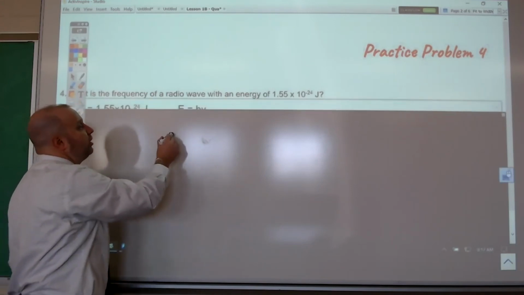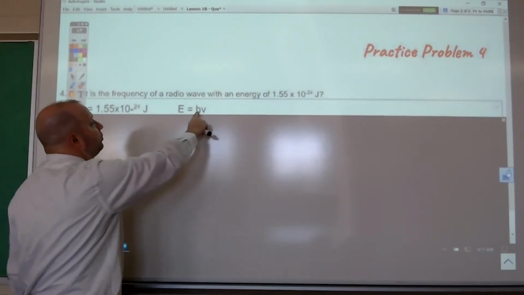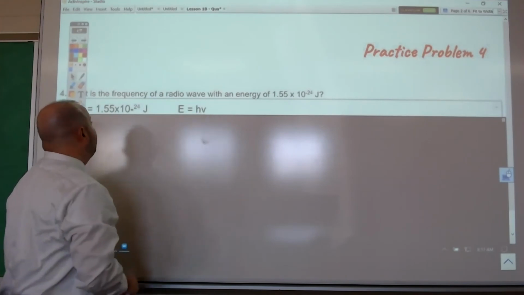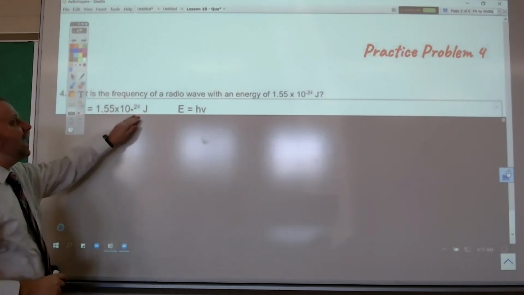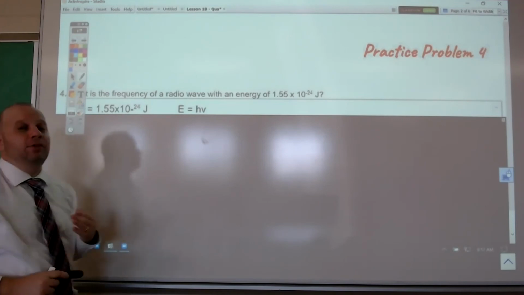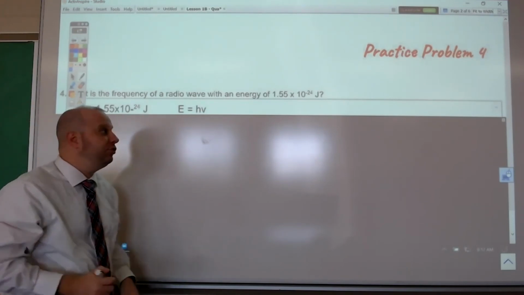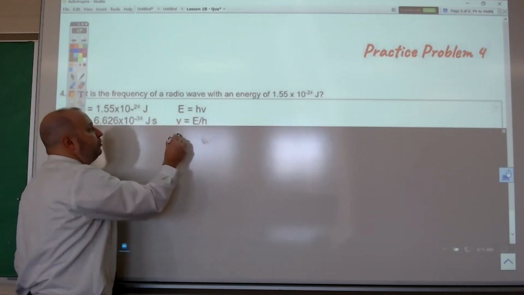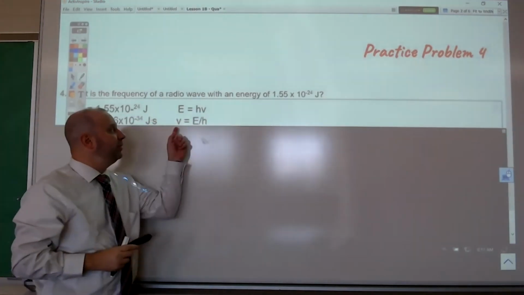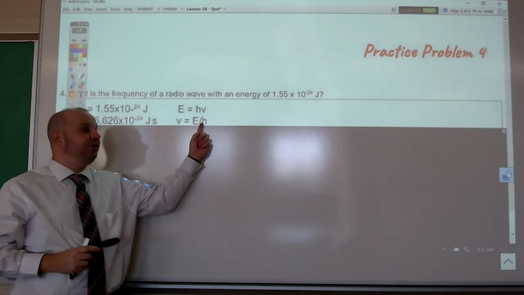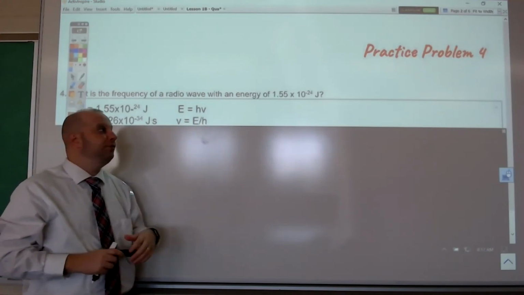So you're going to be using the equation energy equals Planck's constant times frequency. This is the energy that is given to you. So in order to solve for frequency, you're going to have to rearrange the equation. When you rearrange the equation, you'll get frequency is equal to energy divided by Planck's constant.